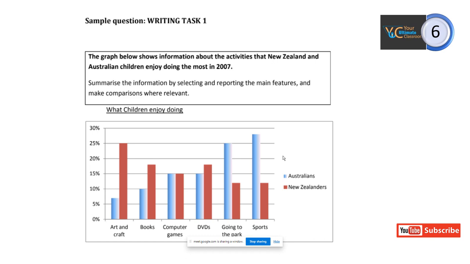There's a possibility that you get a single diagram like this, and you're supposed to describe it in 20 minutes. With this, you are required to write 150 words. It might seem very difficult and cumbersome, but with practice, you can get there.